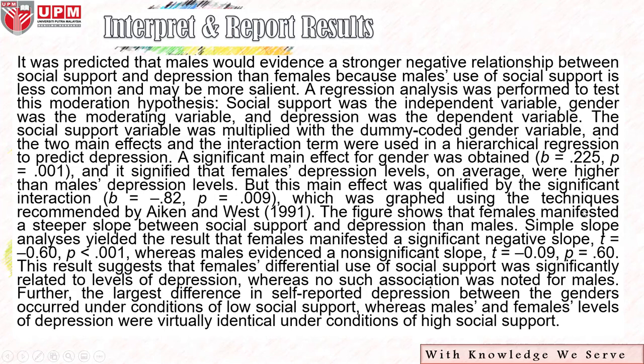Okay, simple slope analysis yielded the result that females manifested a significant negative slope, whereas males evidenced a non-significant slope. Okay, so this result suggests that females' differential use of social support was significantly related to level of depression, whereas no such association was noted for males. Further, the largest difference in self-reported depression between the genders occurred under the condition of low social support, whereas males and females' levels of depression were virtually identical under condition of high social support.